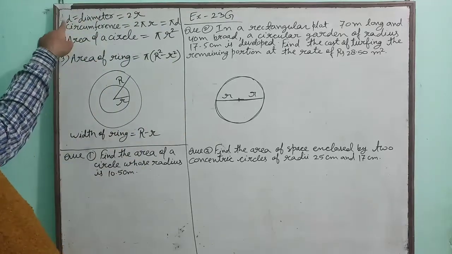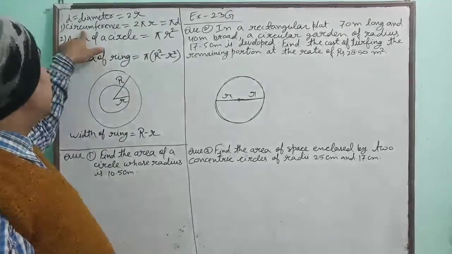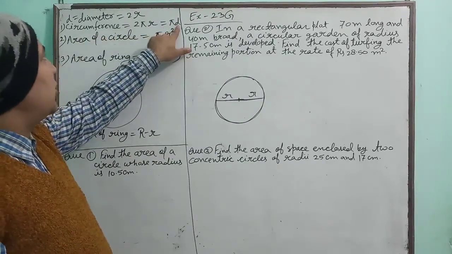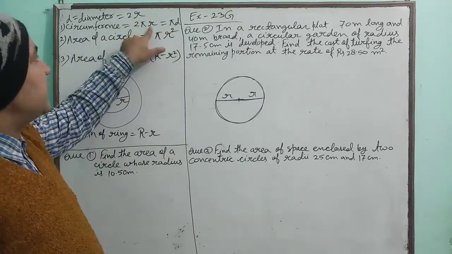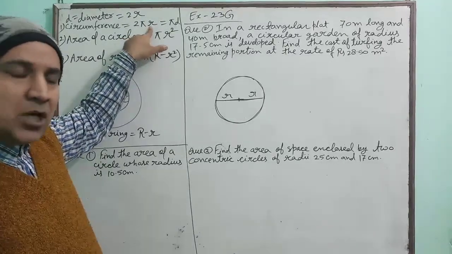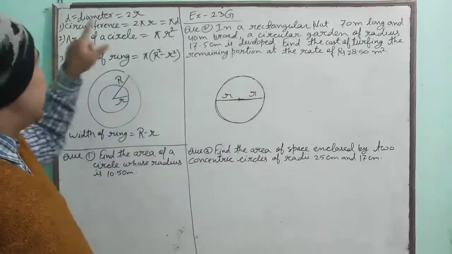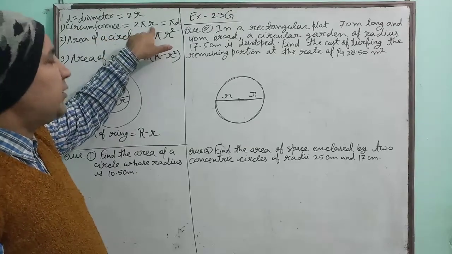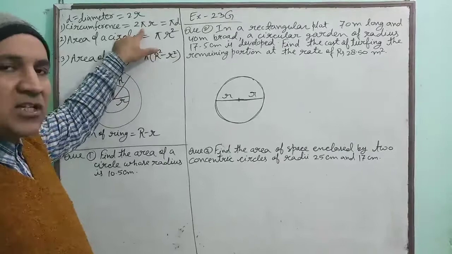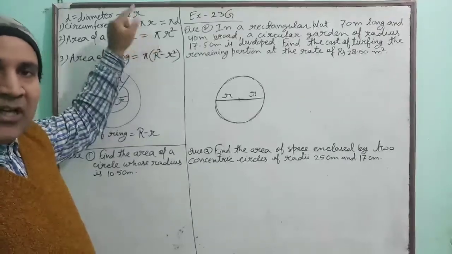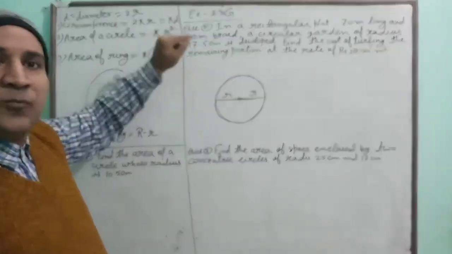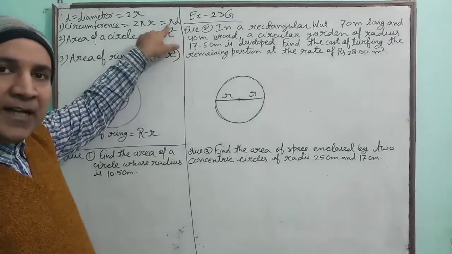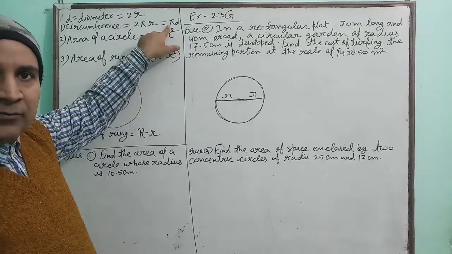If I denote diameter by small d, then you can see that circumference will be equal to pi into diameter also, because 2 times radius is equal to diameter. So if radius is given, to find the circumference we will apply the formula 2 into pi into r, where the value of pi is 22 by 7. If diameter is given and we have to find circumference, then directly diameter will be multiplied by pi. Pi means 22 by 7.